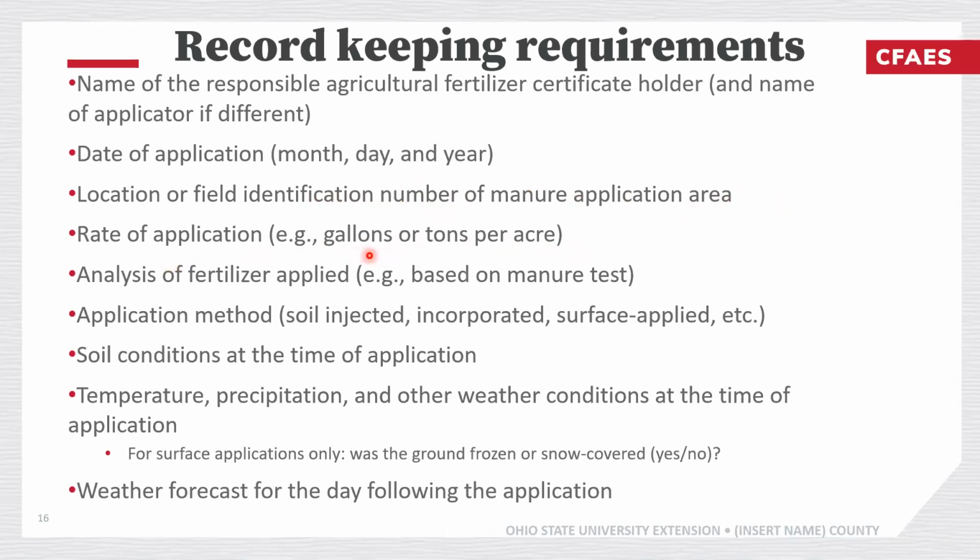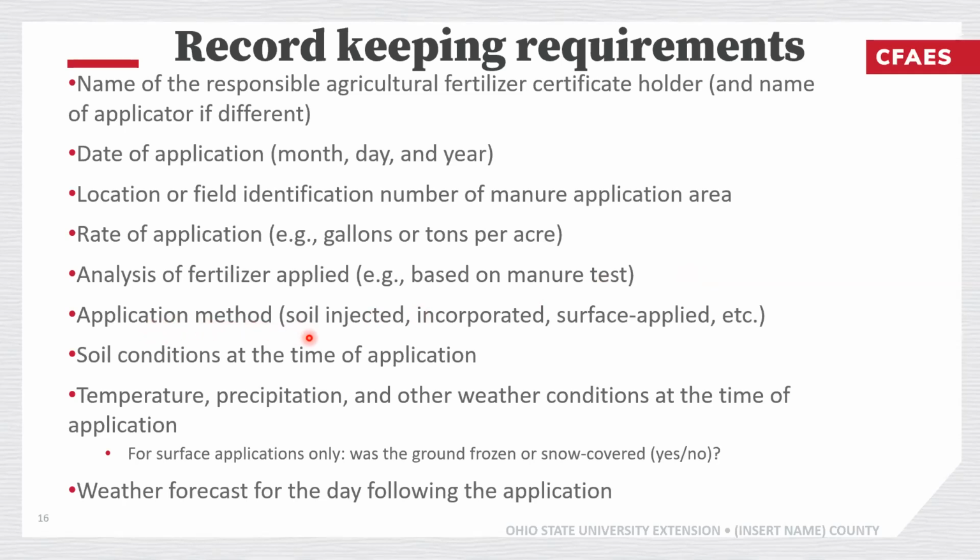Application rates in either gallons or tons per acre, and then the analysis of the fertilizer, or since it's manure, the analysis of your manure test. So in your record, you should write down the pounds per 1,000 gallons of N, P, and K that was applied, and then potentially reference whatever analysis number that sample results go with.